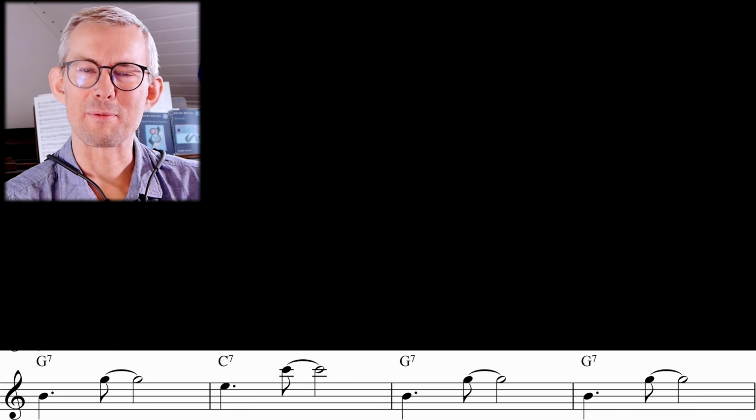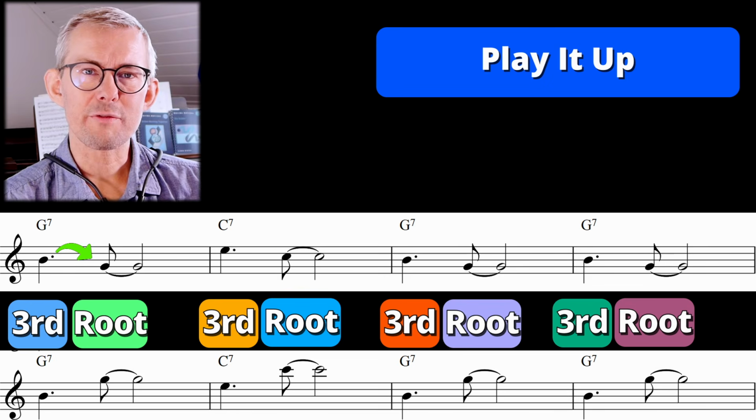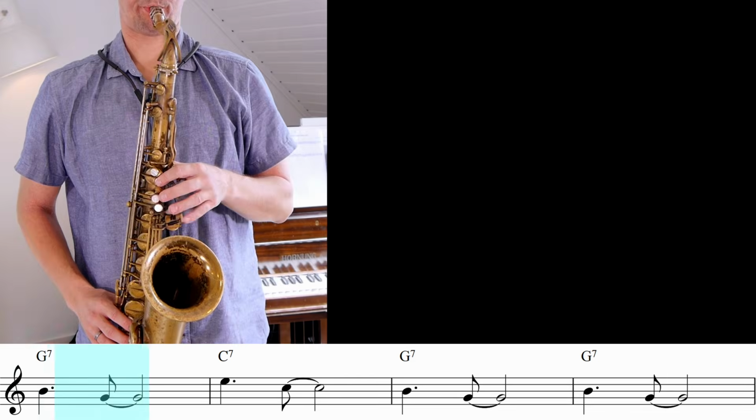The first pattern we played was a simple third to the root going up. But all patterns have double functions. Just invert the pattern and you have twice the amount of material to play. Play it down.